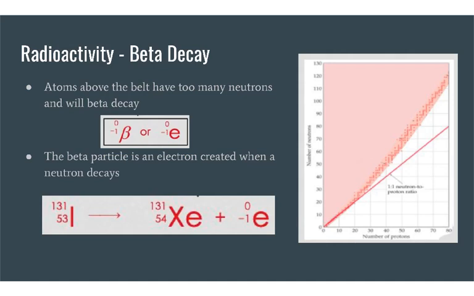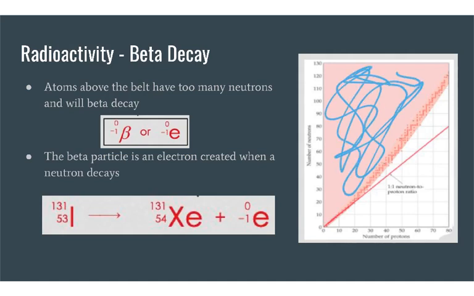So let's take a look at beta decay. Atoms above the belt, so that's anybody that falls in this section above the belt of stability, have too many neutrons, and they will do what's called beta decay. This capital B looking thing is beta, or we're going to write it with an E. Most likely you'll see it with the E. The beta particle is an electron that is created when the neutron decays. So this is interpreted as the emission of an electron during the conversion of a neutron to a proton.